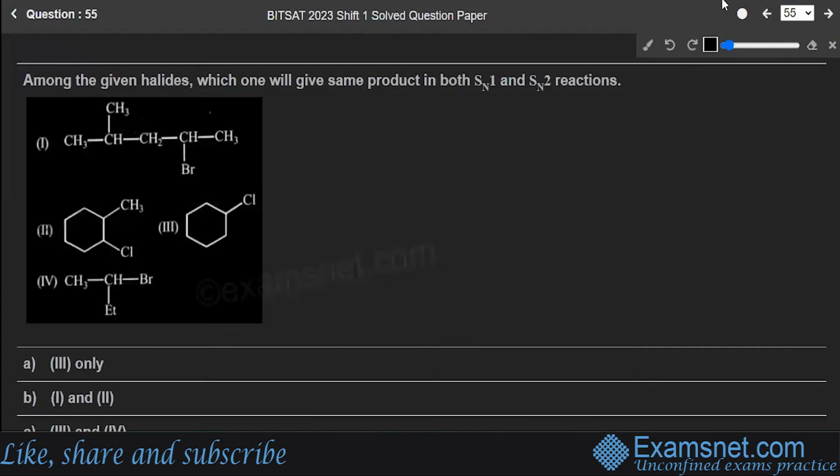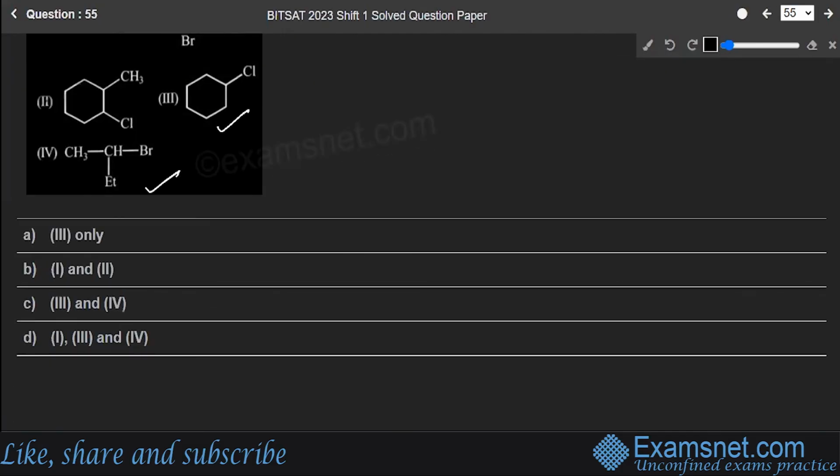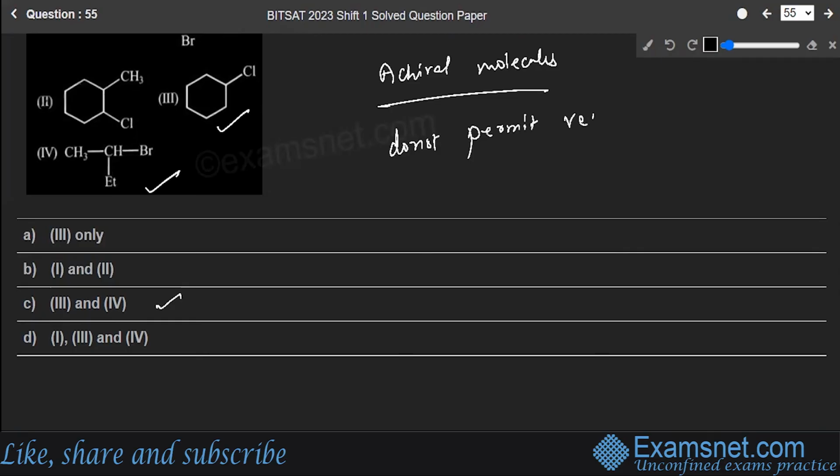Question number 55, among the given halides, which one will give the same product in both SN1 and SN2 reactions? The correct answer is 3 and 4. That gives option C. The 3 and 4 are achiral molecules, and their structures do not permit rearrangement. Therefore, option C is the correct answer.